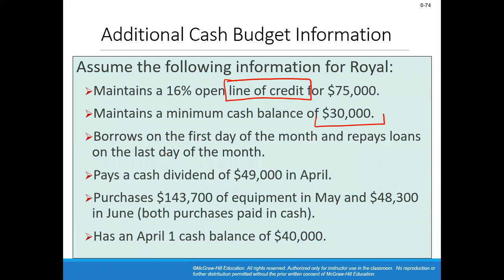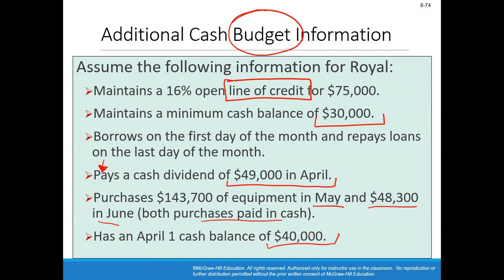Okay. And this company also pays cash dividend of $49,000 in April. Note that it has been said pays, but actually it is a forecasted number as long as it is budget. This company purchases $143,700 of equipment in May and $48,300 in June. Both purchases are paid in cash, and this company has a beginning cash balance on April 1 of $40,000, which is the ending cash balance of the previous quarter. Okay, it's very straightforward. So let's see.